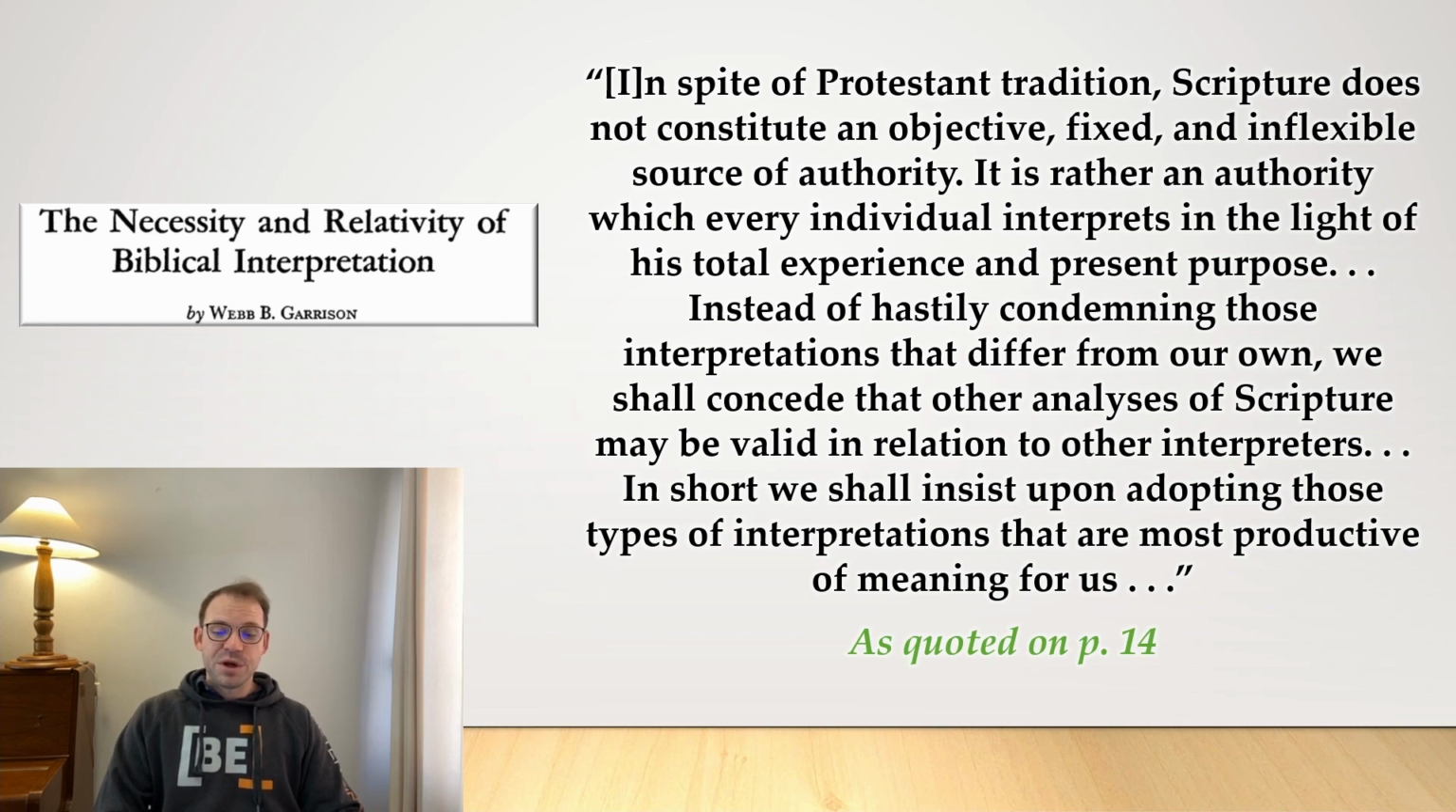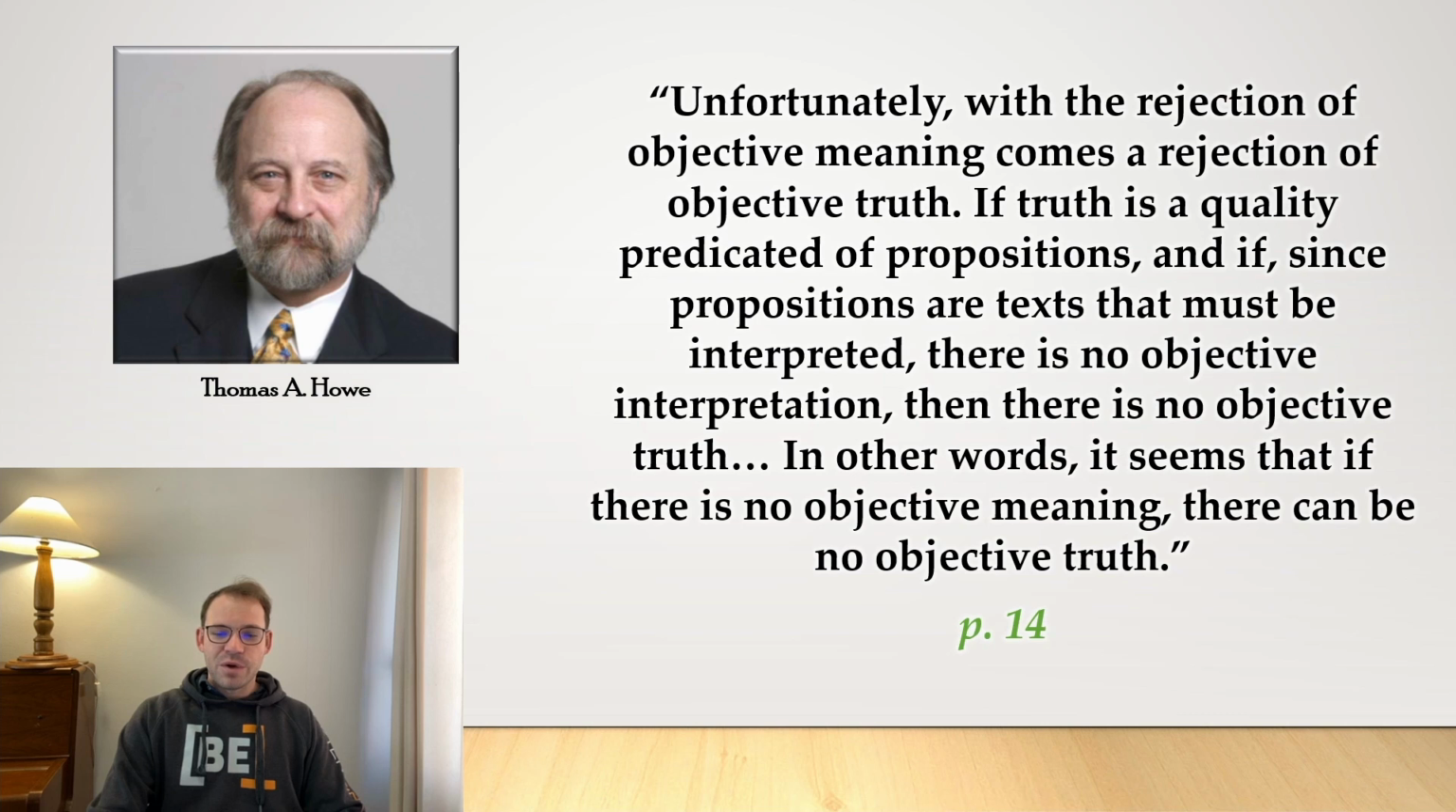And so the problem here is that if we maintain a position where objectivity is impossible, or we reject objectivity, then meaning loses its objectivity as well. And this is how Dr. Tom Howe ends: "Unfortunately, with the rejection of objective meaning comes a rejection of objective truth. If truth is a quality predicated of propositions, and if, since propositions are text that must be interpreted, there is no objective interpretation, then there is no objective truth." In other words, it seems that if there is no objective meaning, there can be no objective truth.